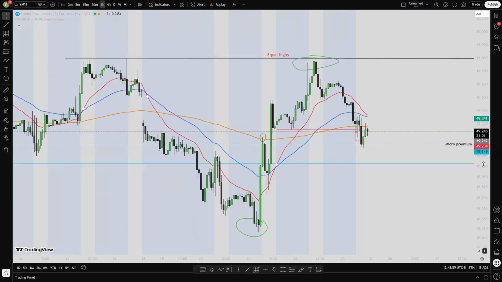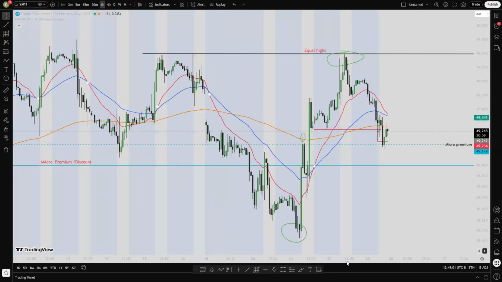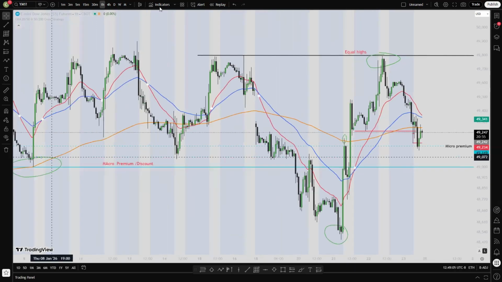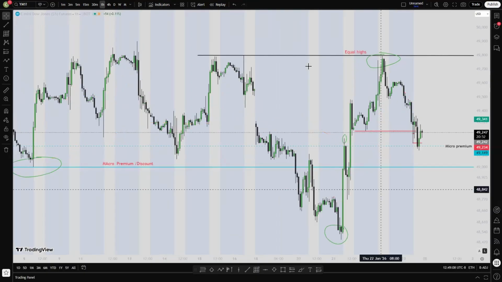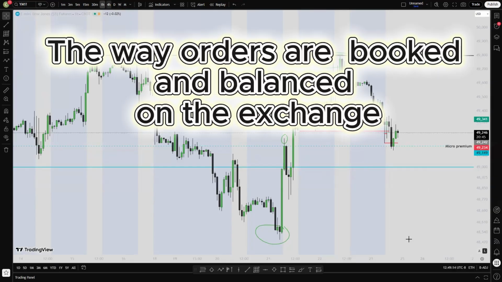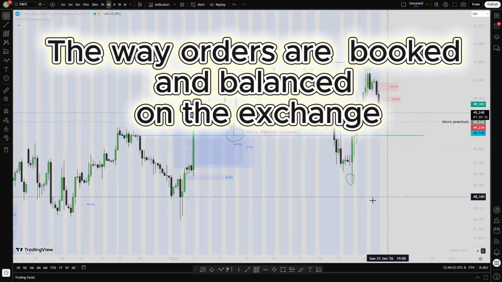The people on Instagram, the people who are talking shit about ICT, they can talk shit all they want. They don't understand it. Okay? They don't understand any of this. Price is just filling in balances in the premium, coming down, filling in balances in the discount. As you can see here, that's exactly what it did over here.